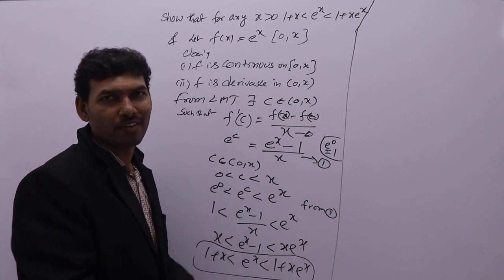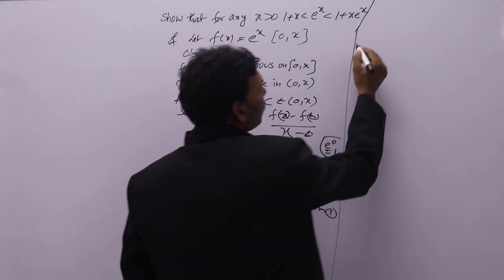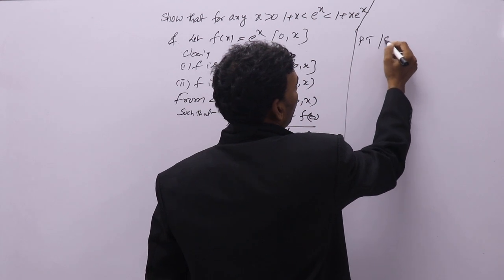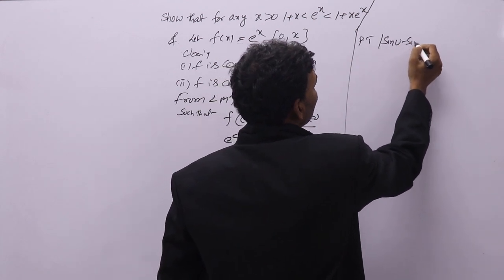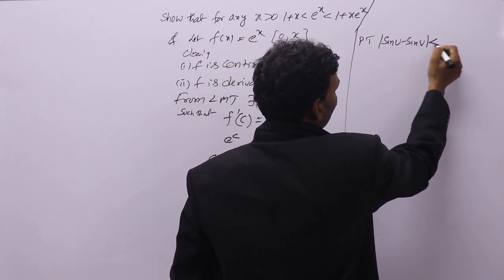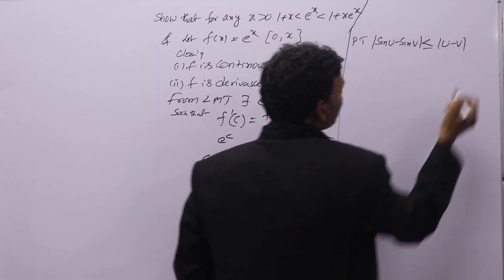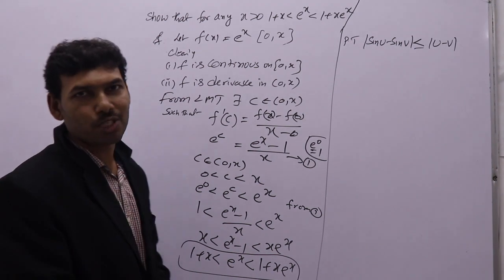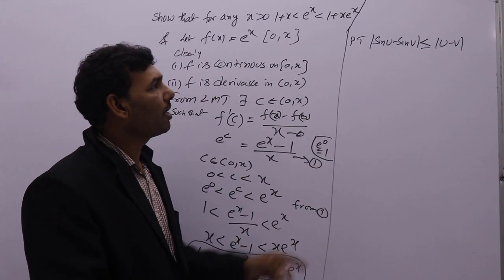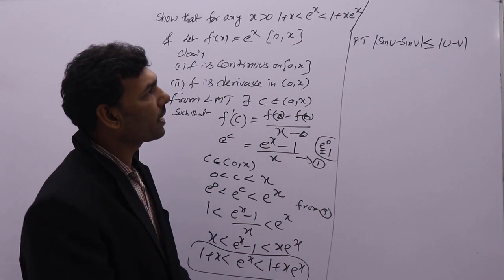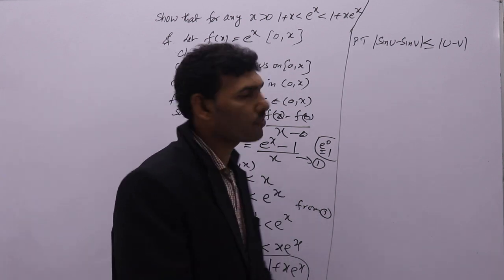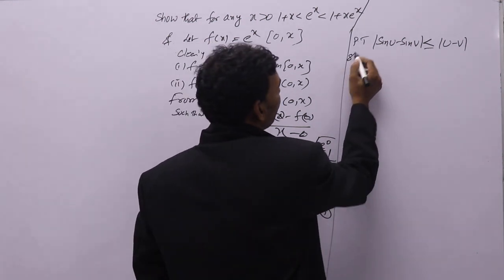How I solved the previous problems, like that only. So prove that, next one: mod sin u minus sin v is less than or equal to mod u minus v, using Lagrange's mean value theorem only. Using LMT, prove that mod sin u minus sin v is less than or equal to mod u minus v. For that, I am going to prove it like this.